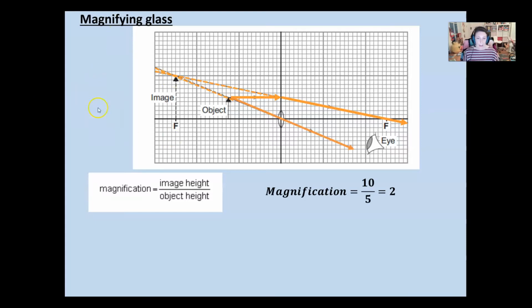Magnification. So again, you've got your image height, which is 10, divided by your object height, which is 5. So 10 divided by 5 is 2, so it's twice as big. Okay. So this image is virtual, it's upright because the line is going up, and it is magnified. This is quite a difficult one to do actually.